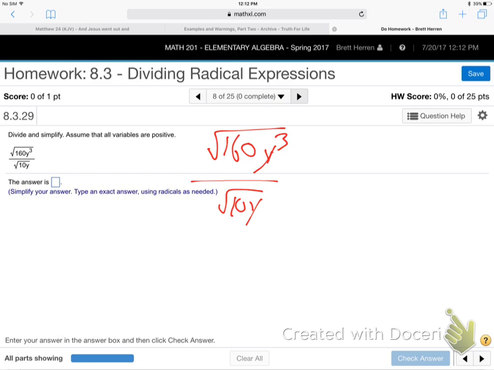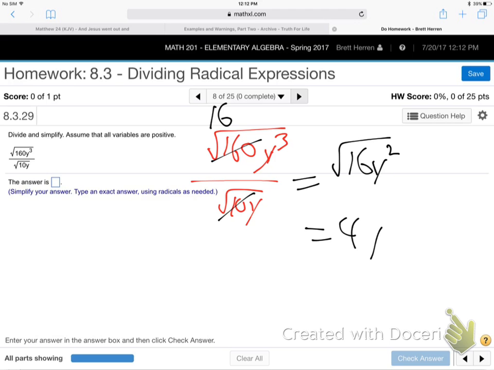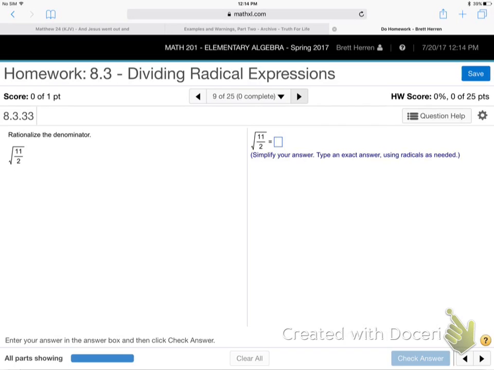All right, so we divide them. 10 goes into 160 16 times. Is that good? And then you subtract the powers, it's y squared. And then you root afterwards, it's 4y. Easy? Make sense? All right, I'm going to move on if you're okay with that.